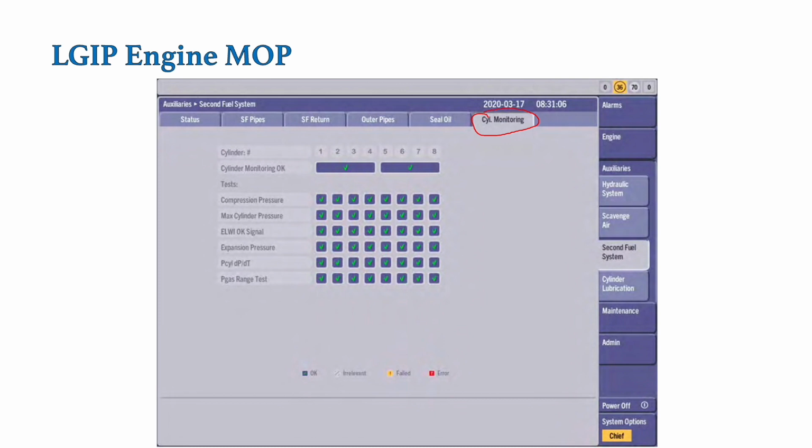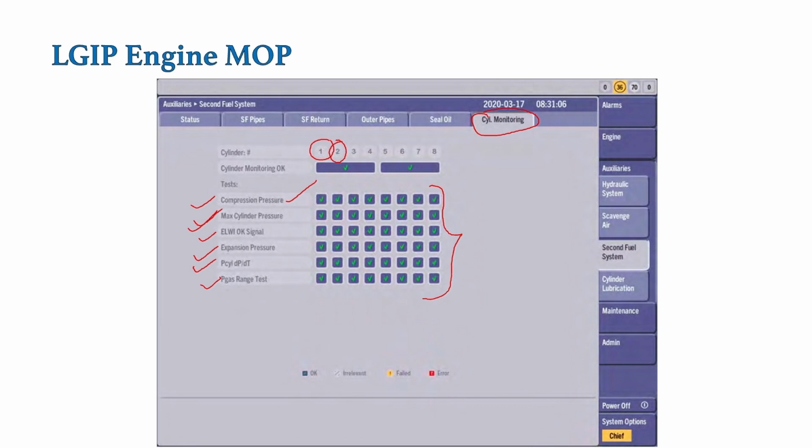So in this screen, as you can see, this monitors the combustion process of all the units. Over here, this represents the unit number, and these are the processes which are monitored. The compression pressure is monitored, then maximum cylinder pressure, then LV signal, then expansion pressure, then rate of pressure rise, and then the inlet gas pressure of the LPG is monitored. All these things are very important for the operation of the main engine on dual fuel mode.